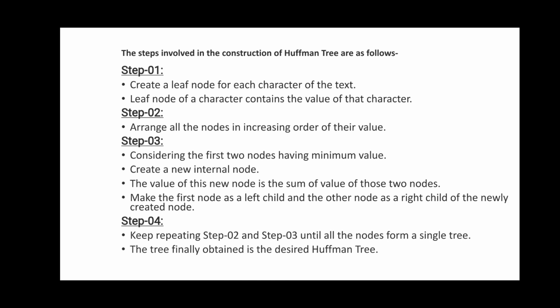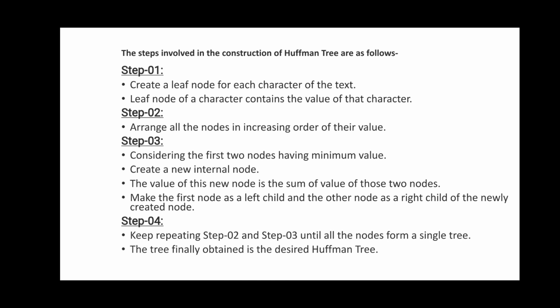There are 4 steps. In the first step, we should create a leaf node for each character of the text, and the leaf node of each character contains the value of that character. So when we take input from the user in the given set of characters, we also take their assigned values. In the next step, arrange all the nodes in increasing order of their value. The input taken from the user need not be in a particular increasing or decreasing order. It may be random. So we must arrange all the nodes in increasing order of their value.